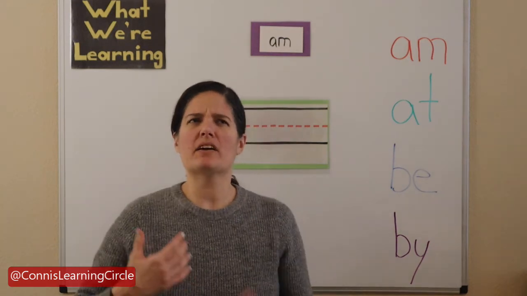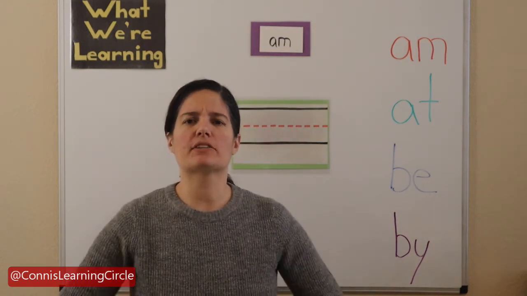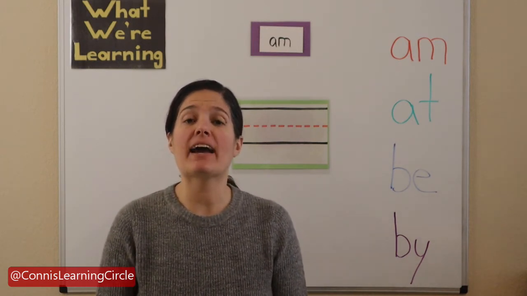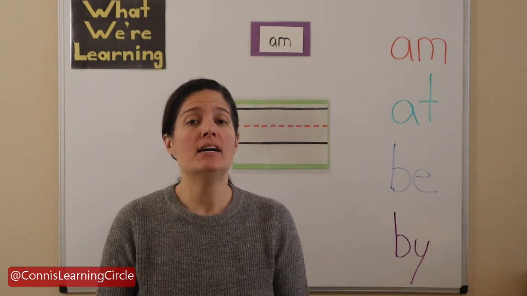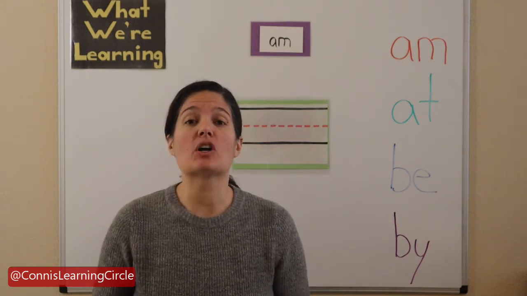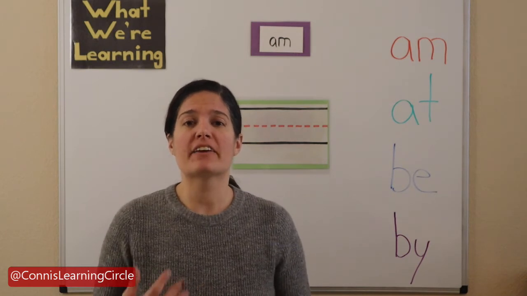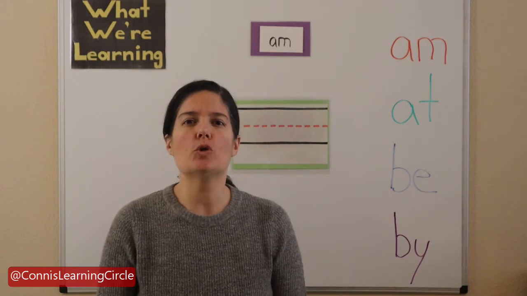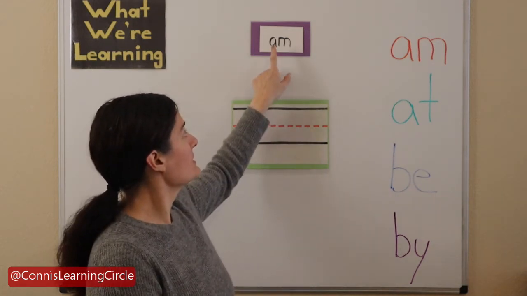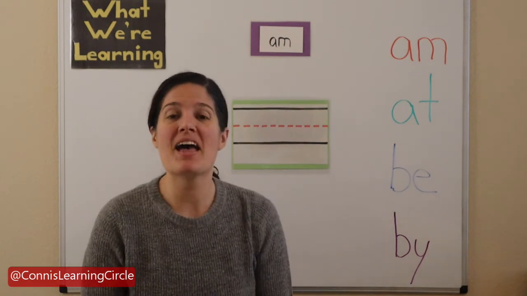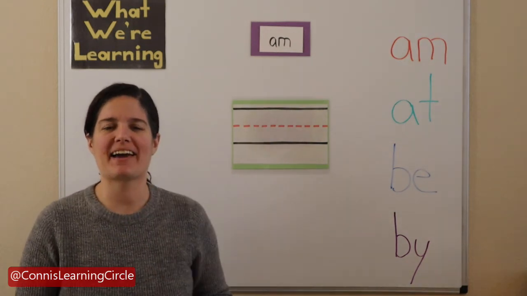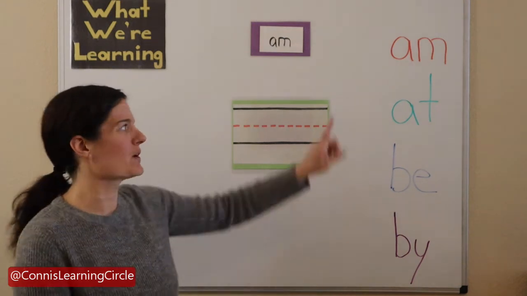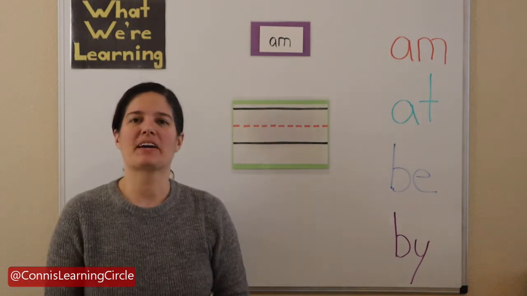Now, when we are learning new words, we have to make sure that we do what? Slow down. That's right. And we have to listen for our syllables, our sound building blocks that help us figure out what letters are making our words. So let's get ready to slow down and listen for the syllable in our word am. All right, I'm gonna clap it out. I need you to count so that we can see how many syllables, how many sound building blocks are in our word am. Here we go.